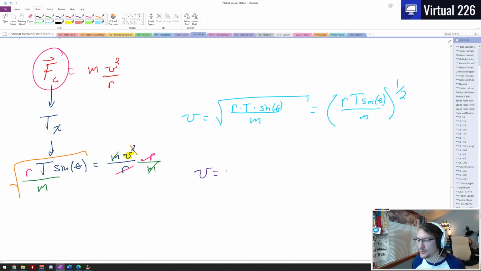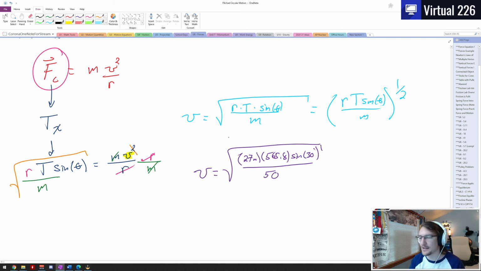We know the velocity is going to be equal to the square root of the radius of 27 meters, multiplied by the tension of 565.8, that's what we just found in the prior example, multiplied by the sine of 30 degrees, because that's the angle that the pig is flying at. And then we need to divide that by the mass of 50 kilograms. And if we multiply all of that together and then take the square root, we'll get our answer. So 27 times 565.8 gives me 15,276.6, times the sine of 30, which is the same as multiplying by 1/2 or dividing by 2.